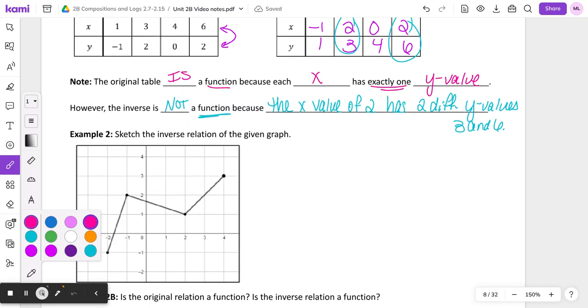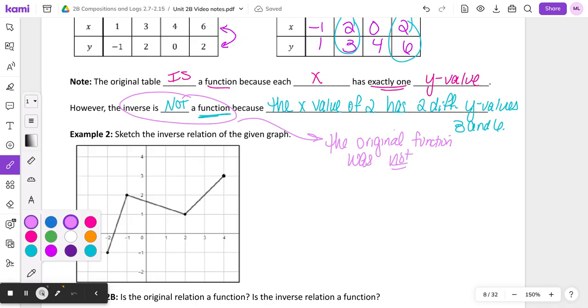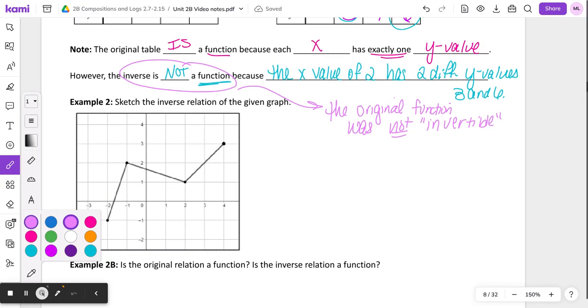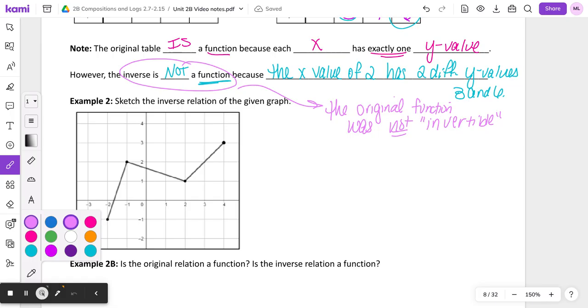Now, this is going to be something we will talk about a lot. If the inverse is not a function, that tells us the original, in this case it was a function, was not invertible. And we'll elaborate more on that later. But invertible just means that the inverse is a function. And in this case it wasn't, so it's not invertible.